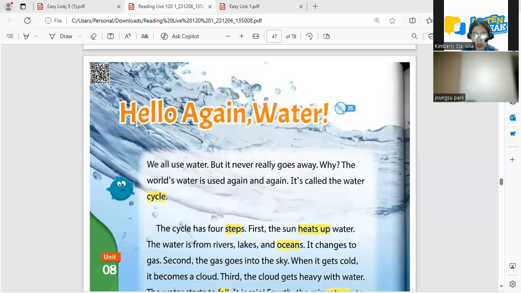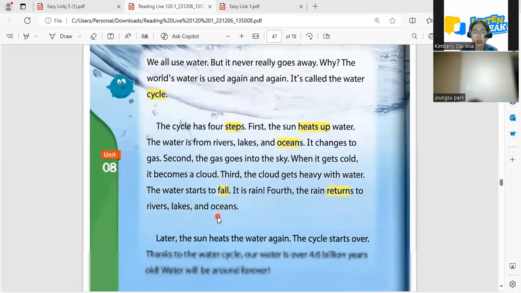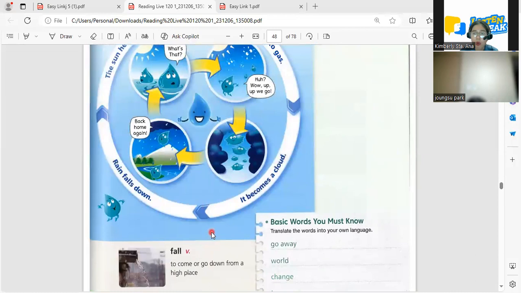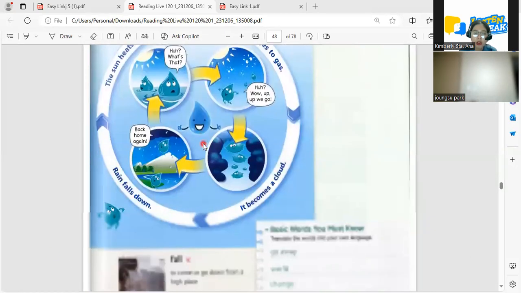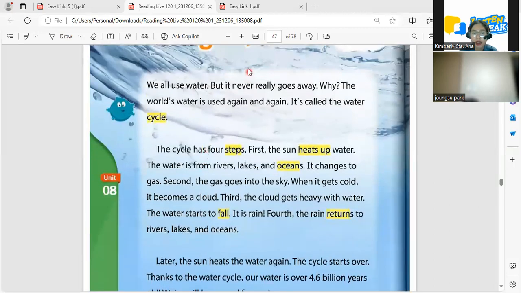Okay, so we will talk about how water is formed. Where can we get water? How can we make water? Or how do we see water in our environment? So like this one, what happens to the water? Before we look at this picture, let's read the story one more time, okay?